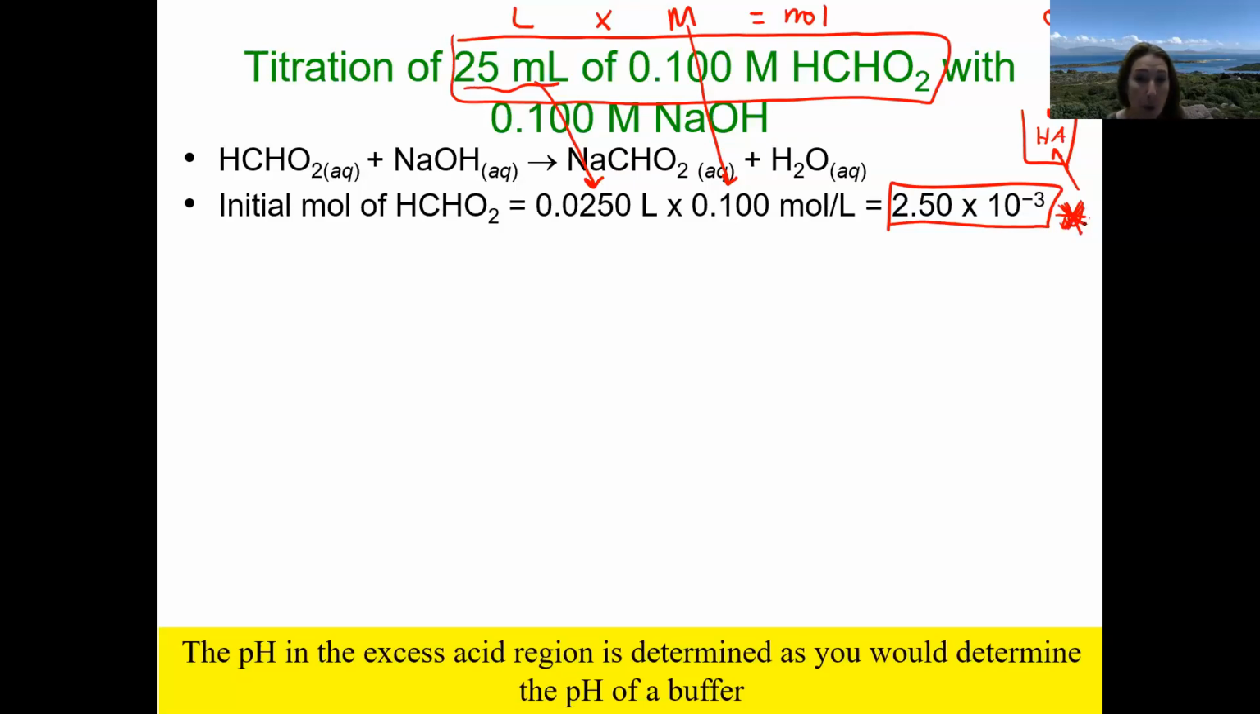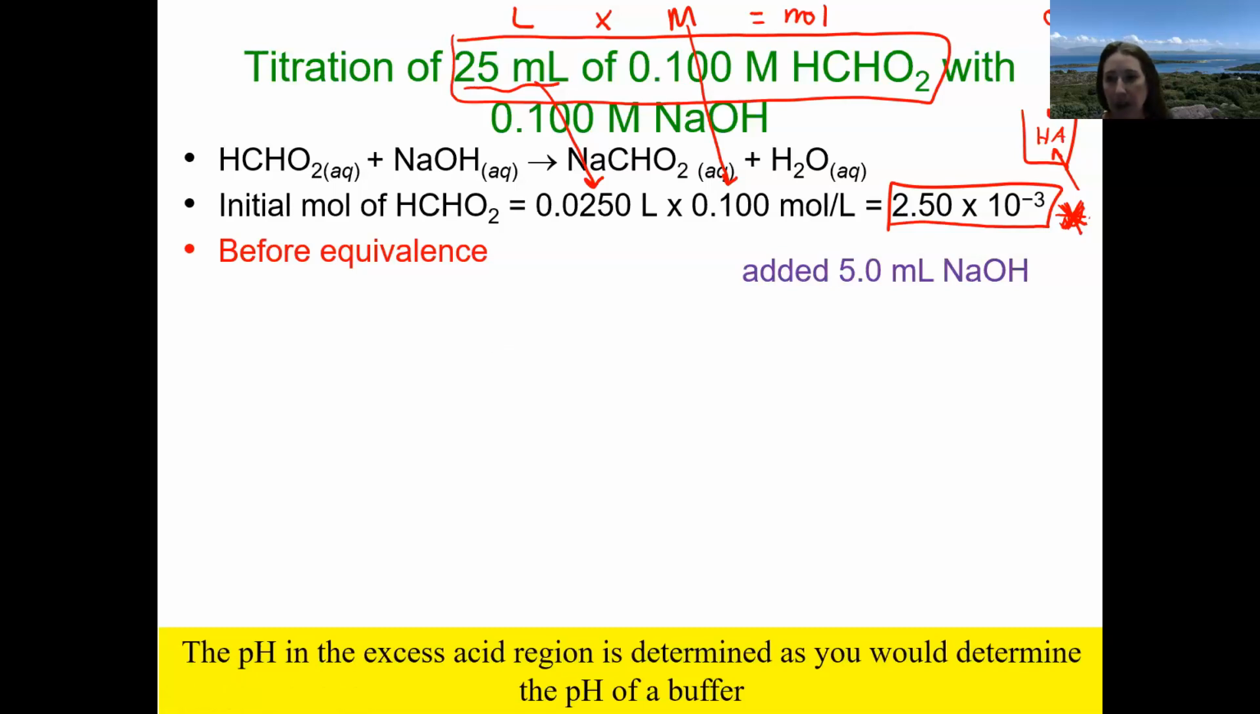If we have more acid than base, we have excess acid. If we have more base than acid, we have excess base, right? So now we're going to add 5 milliliters. Okay, I'm going to add 5 milliliters. So if we add 5 milliliters of NaOH, we need to go, okay, do we have the same amount of moles? Do we have more moles or do we have less moles than our acid?